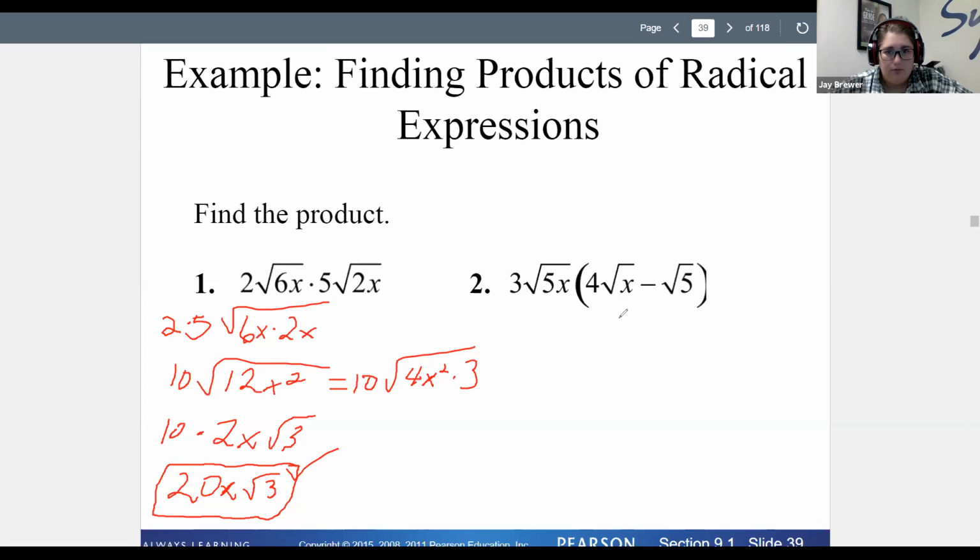All right, so this one is a little bit different. We're going to distribute it. And I actually think I'll start writing it at the top so we have enough room. So 3 times 4 gives us 12.